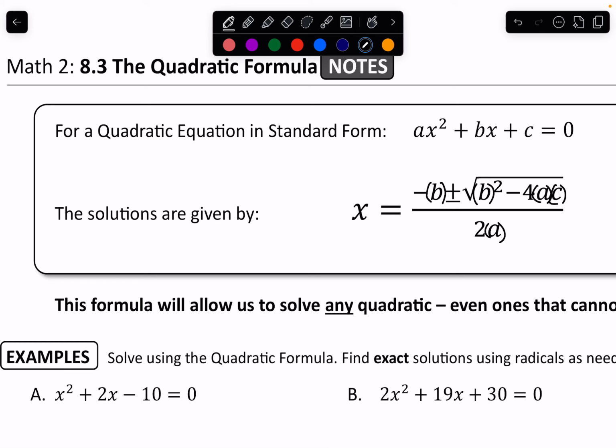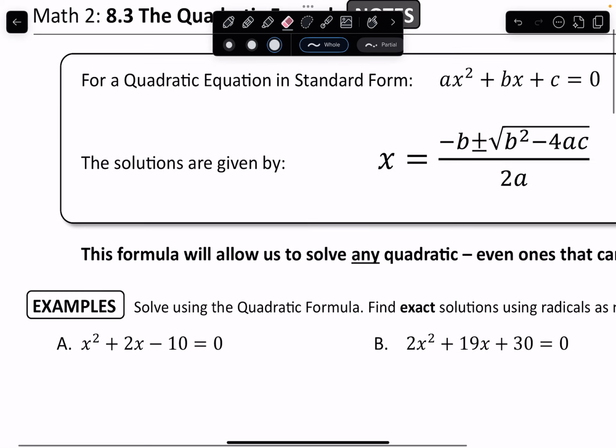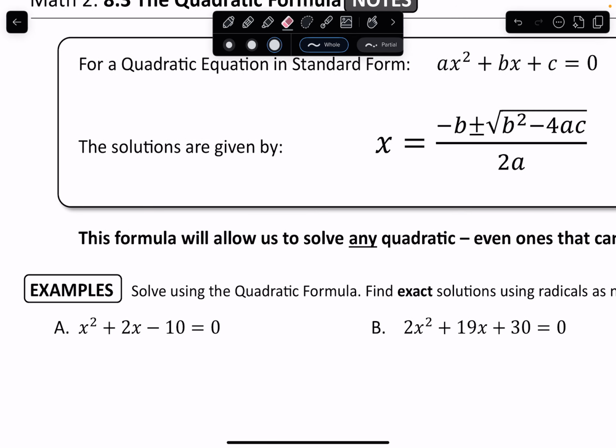You just plug in the numbers in front inside parentheses, and your calculator will take care of the algebra for you. So let me show you an example. Example A. For this first one, I'll try to leave the formula where you can see it.